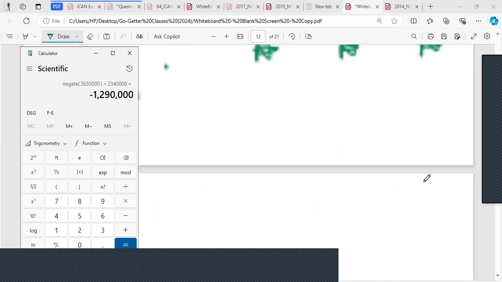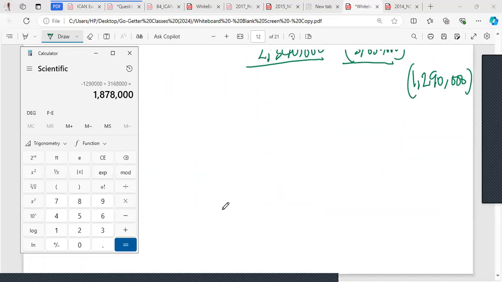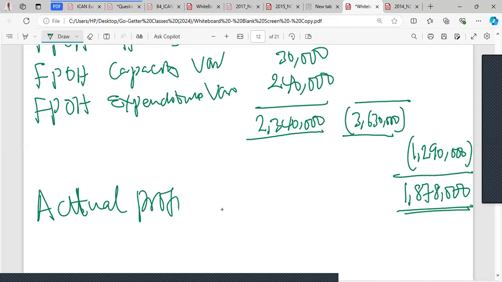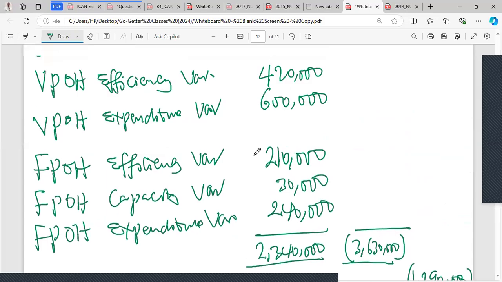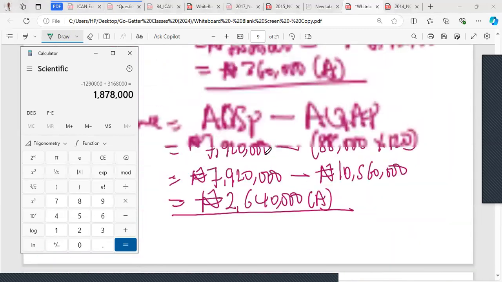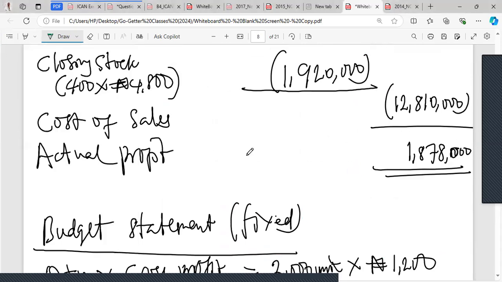Then if we are to take it away from this, 3,168,000. Keep your fingers crossed. 1,878,000. And this is supposed to be our actual profit. Let's keep our fingers crossed if that's what we got as our actual profit. Let's see. One million 878,000. That's your actual profit.